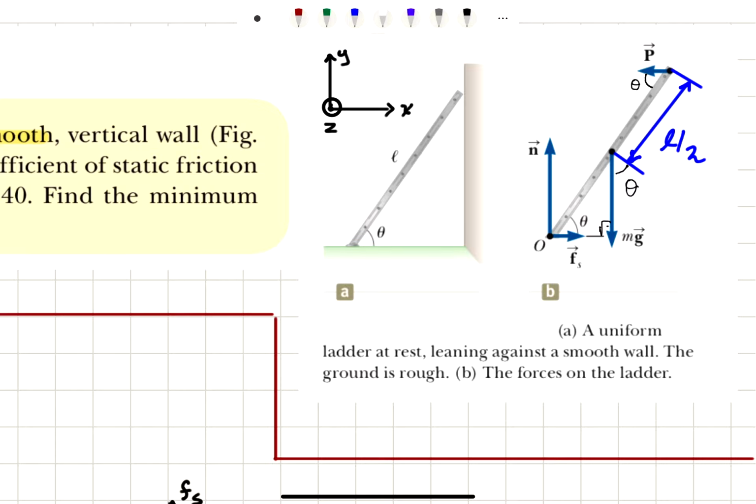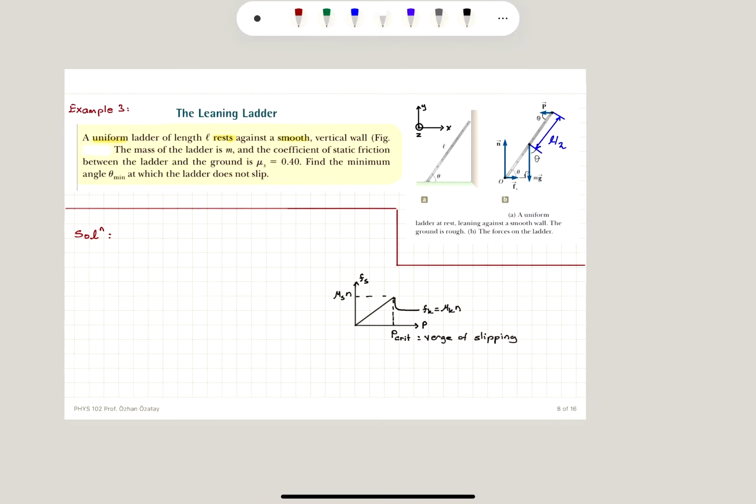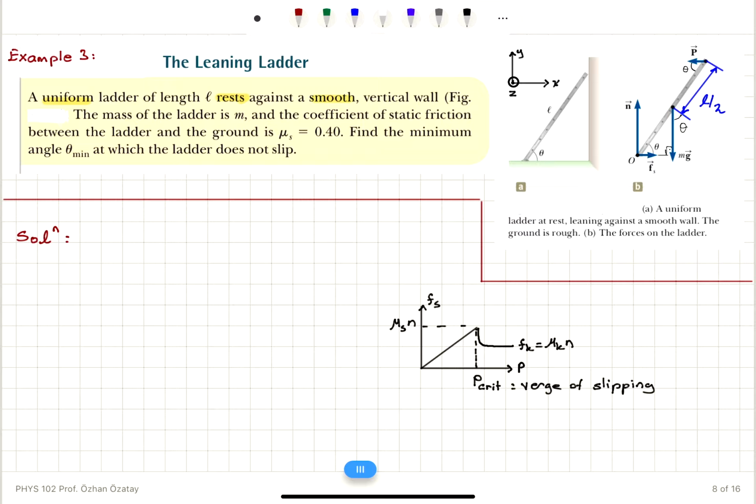We have this normal force from the ground pointing up, and we have static friction that is basically opposing the contact force on the wall. So it's between the ladder and the wall. We have a contact force P that is pointing to the left, static friction is pointing to the right, and we have equilibrium.